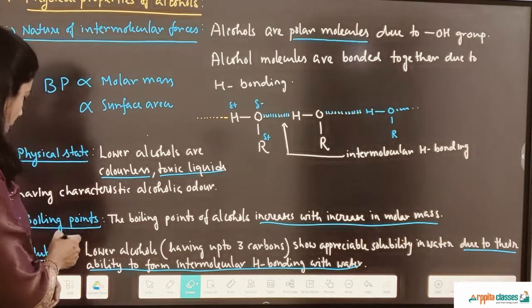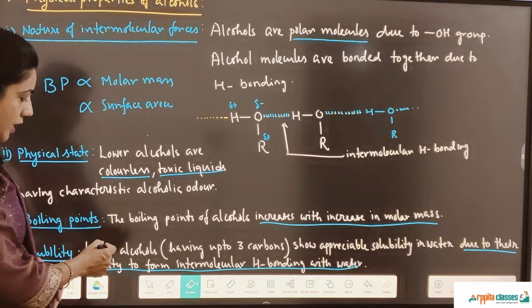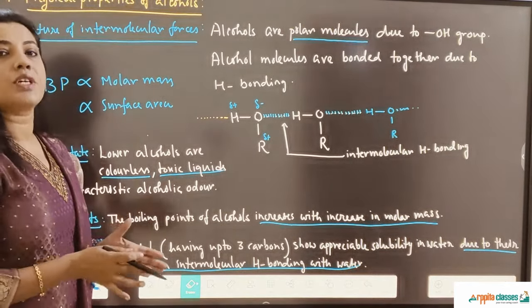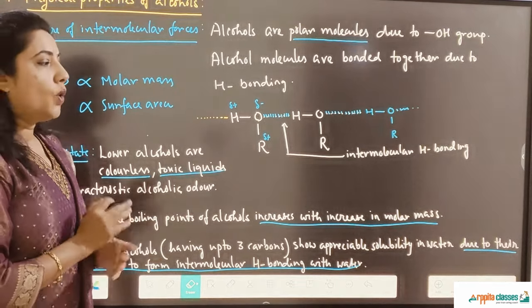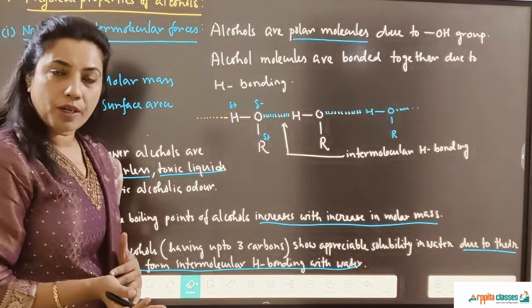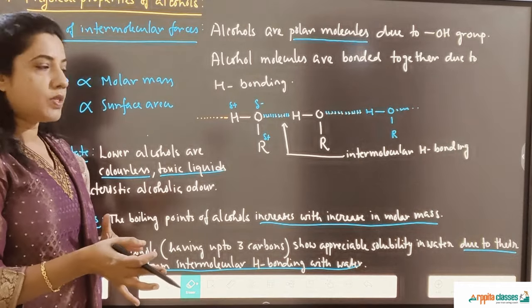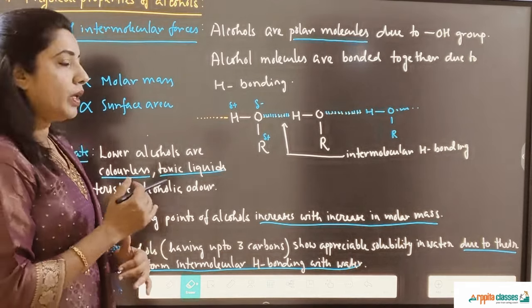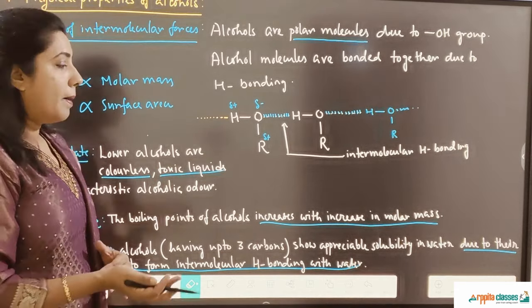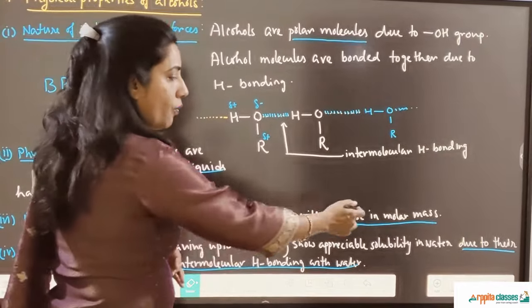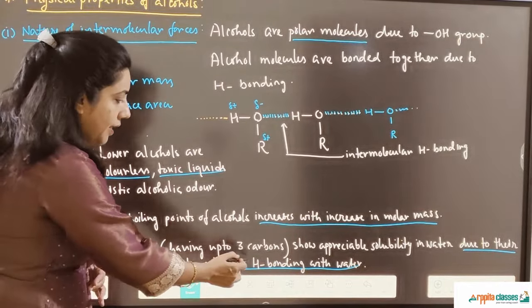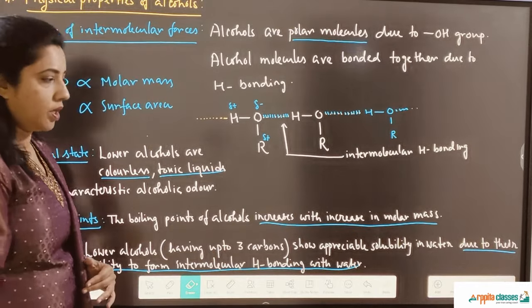Coming to the next physical property, which is solubility. Lower alcohols having up to 3 carbon atoms show appreciable solubility in water. Normally we know that water is a polar solvent which will dissolve polar compounds, and alcohol is basically an organic compound, so it should not dissolve in water. But they are soluble in water because of the ability to form intermolecular hydrogen bonding with water.